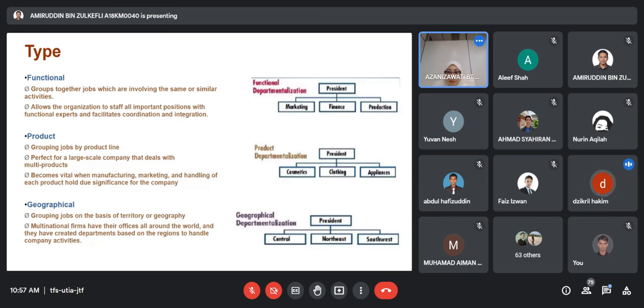Tadi Zikril nak cakap apa? Oh, I just want to say, in my opinion, students act as customers, like civil engineer. So UTM also has several departments, like civil department, mechanical department. Okay, sekejap, kita pergi product dulu. If you're saying that UTM also adopts departmentalization by product, it is also correct.